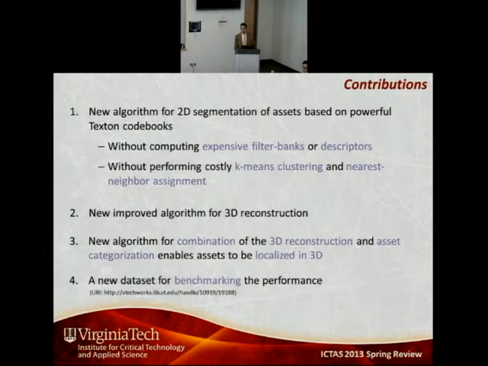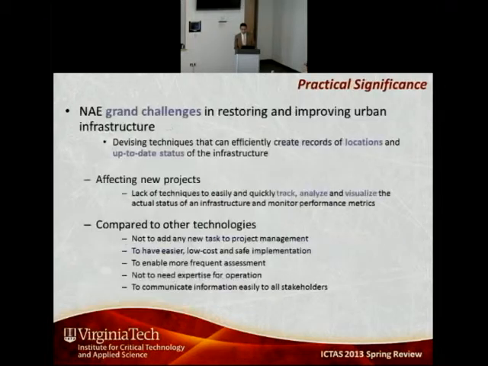The practical significance of this research is related to the grand challenge identified by the National Academy of Engineering in 2010 in restoring and improving urban infrastructure: devising techniques which can efficiently create the locations and up-to-date status of highway infrastructures, not only for existing projects but also for new projects. So there is a lack of techniques to easily and quickly track, analyze, and visualize the actual status of highway infrastructures and monitor the performance metrics.